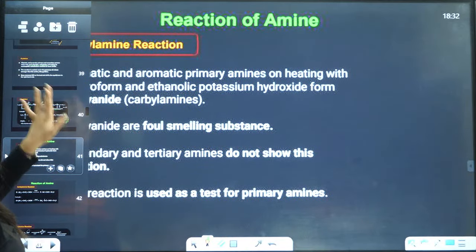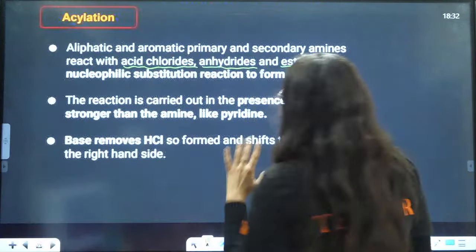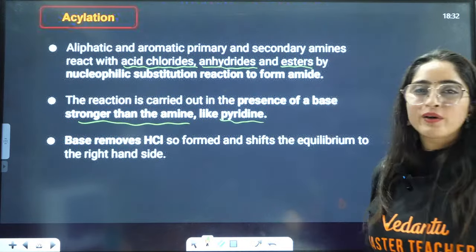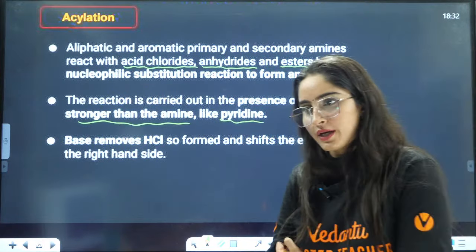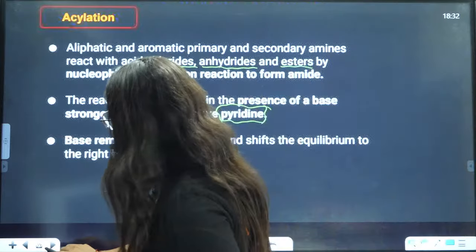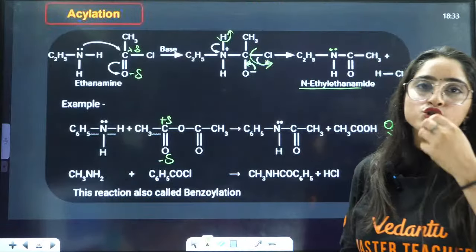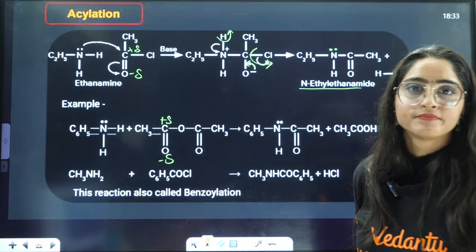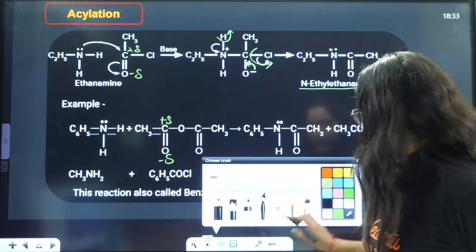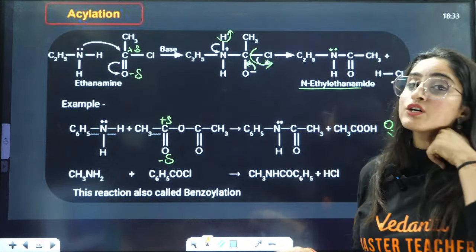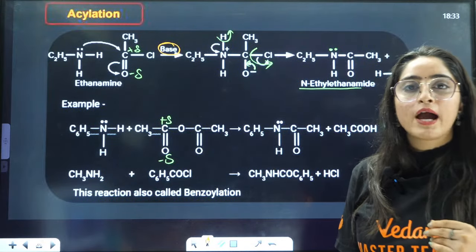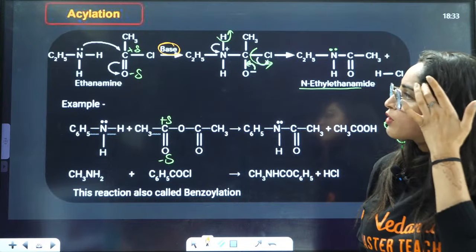This reaction is carried out in the presence of a base stronger than the amine, like pyridine. Now, can you tell me why pyridine is used here? This question has also been asked. Why do we need a stronger base here than ammonia? Why is pyridine used here? Anybody in the chat box?